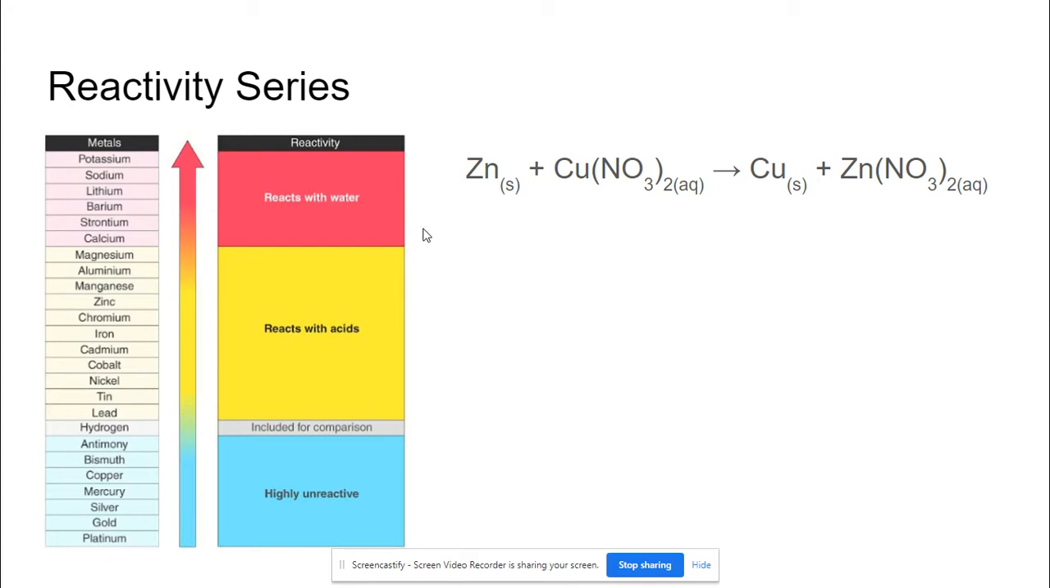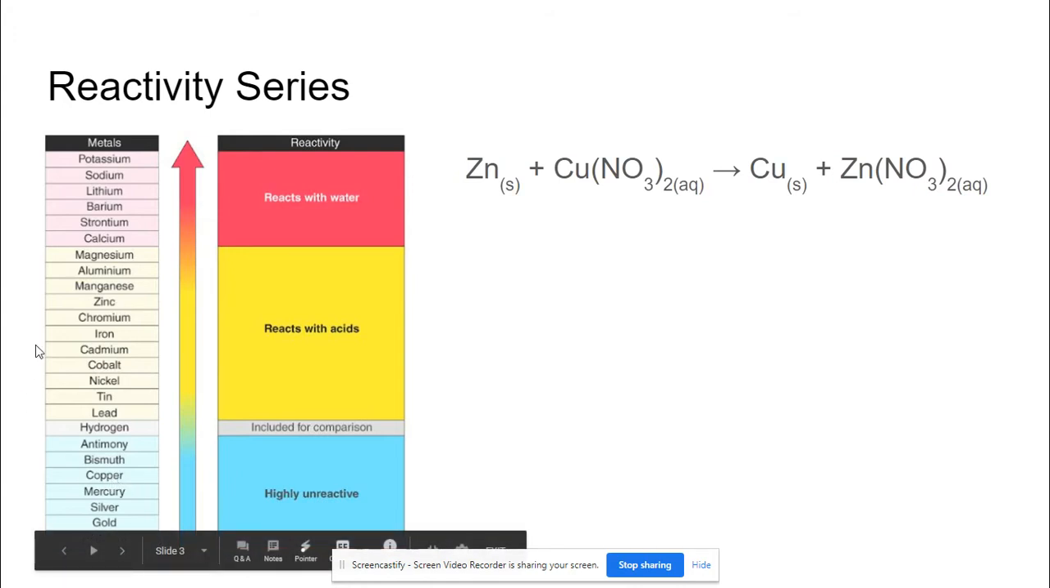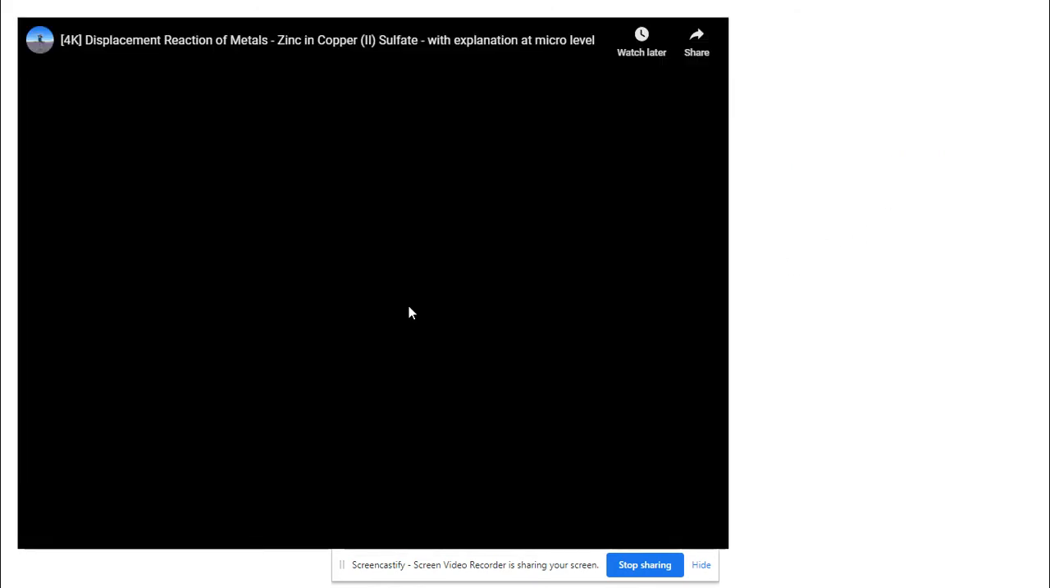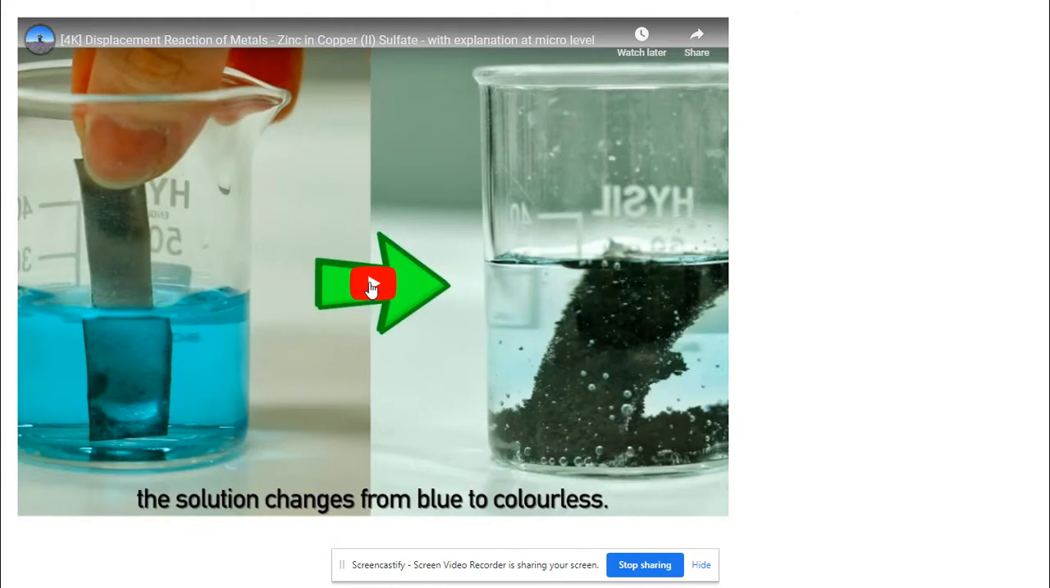Okay, so here's the reaction we had before in that example. Zinc trying to replace copper. So if we look at this table, here's zinc and here's copper. Zinc is more reactive than copper, so it's able to kick copper out. So here's copper kicked out by itself, and zinc has now become part of the aqueous solution here. And I have a video of this reaction that I'm going to show you so you can see it happen.